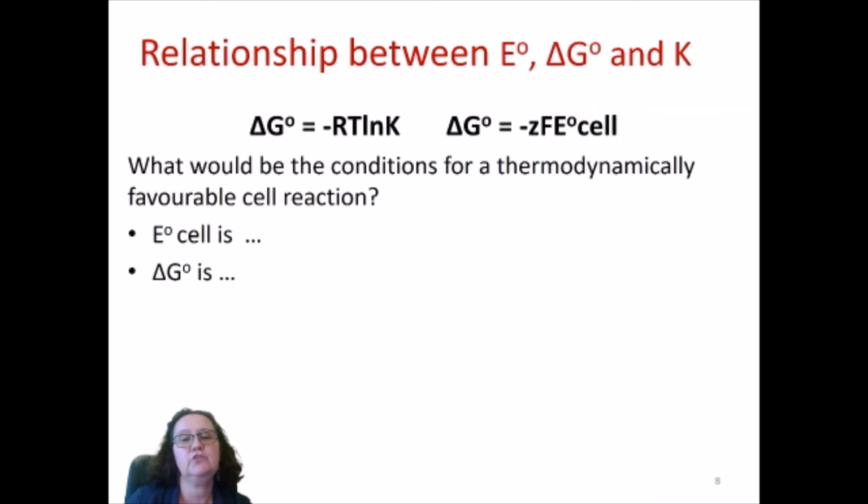So what would be the conditions for a thermodynamically favorable cell reaction? What would be the values for delta G and for the electrode potential of the cell? Well, thermodynamics tells us that for a reaction to be spontaneous, delta G has to be a negative number. So because of this sign here, that means that the electrode potential of the cell is going to be a positive number. So a positive electrode potential will tell us that that reaction is spontaneous, because delta G for that reaction will be negative, which is the requirement for a spontaneous reaction to happen.